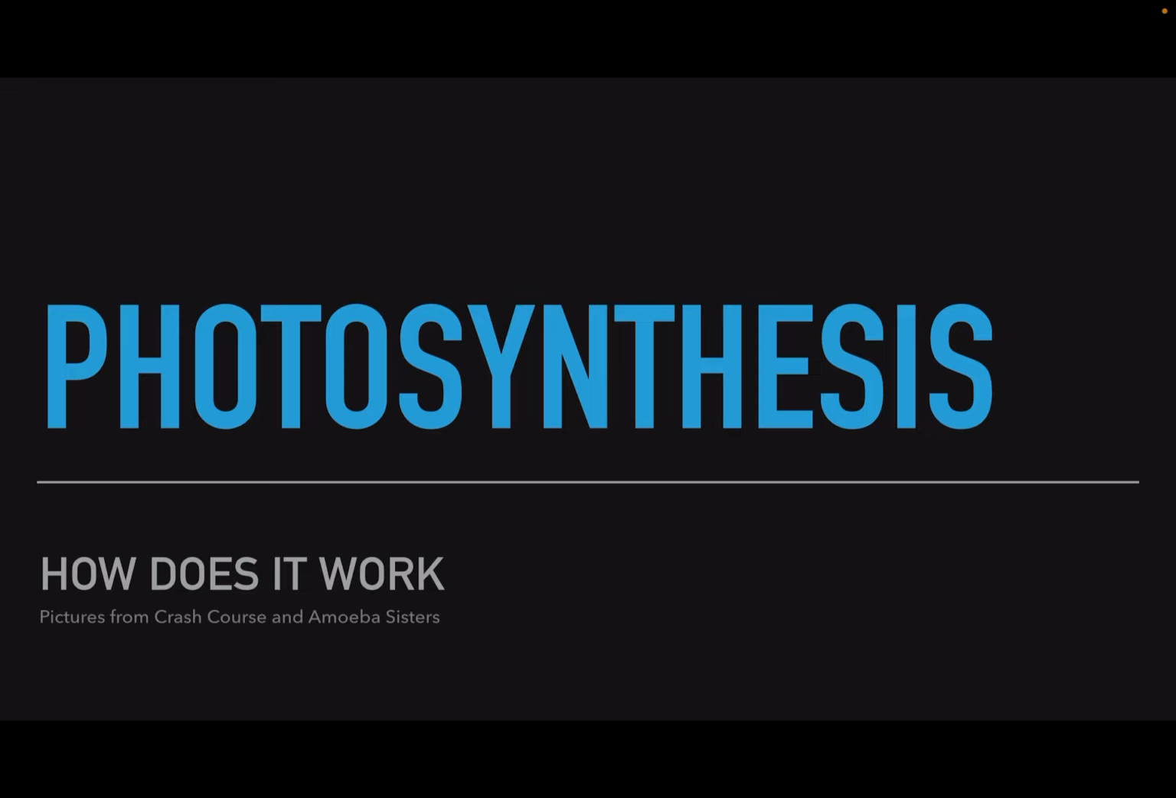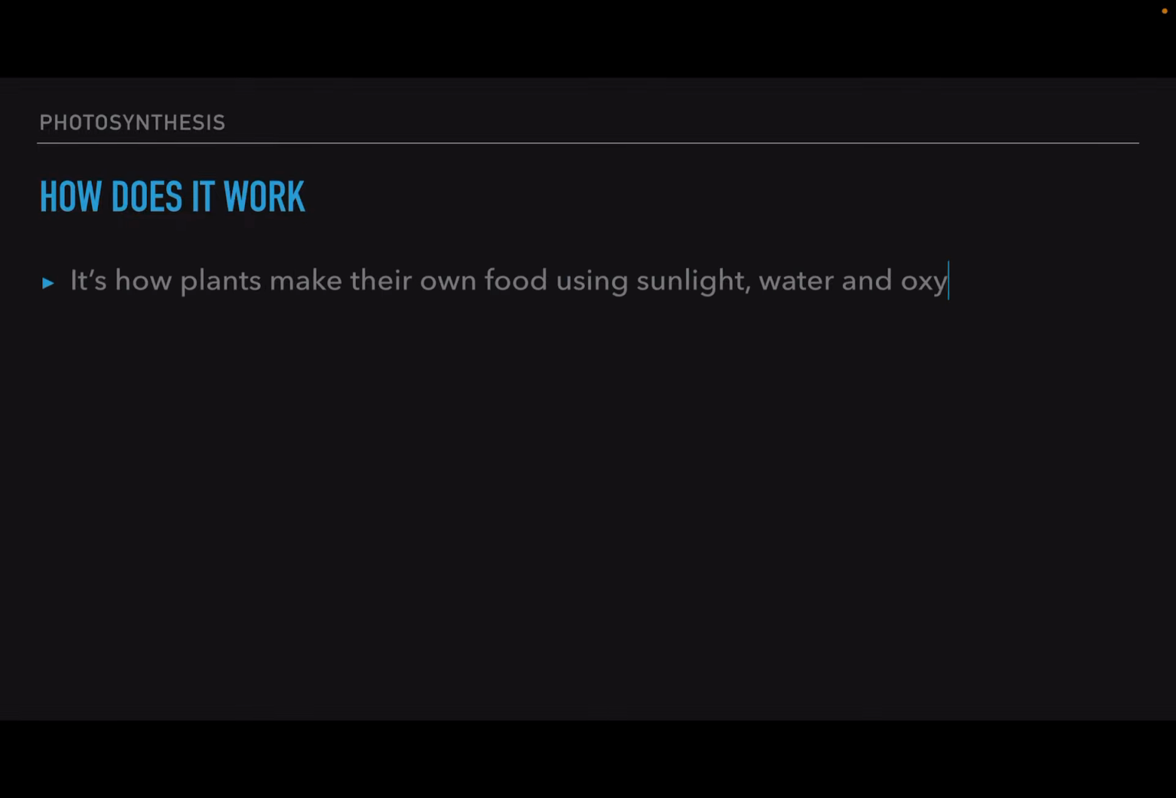Pictures from Crash Course and Amoeba Sisters. Photosynthesis. How does it work? Plants make their own food, using sunlight, water, and carbon dioxide. I think you should know this if you're a grown-up person. If you haven't studied for your college, please know these terms.